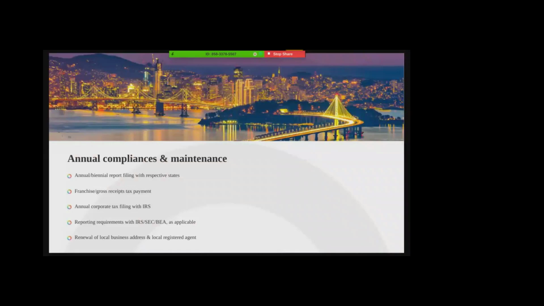Okay, so once your company is incorporated, what are the annual compliances and maintenance that need to be done? Here are a few things we need to keep in mind. Once the company is incorporated, you have to file an annual or a biennial report. Biennial here means once in 2 years. And some states don't even have that. For example, Texas: once you incorporate, you don't have to file any return with them.